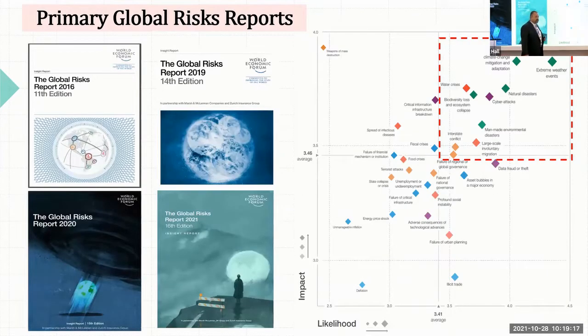Over the course of years, the Davos Forum has been highlighting what we mean by the primary global risk, which has been reported in these reports for the past few years. Every single year you would see those representations, diamonds or circles in different colors, representing different fields, being environmental, societal, technological, and so on and so forth.